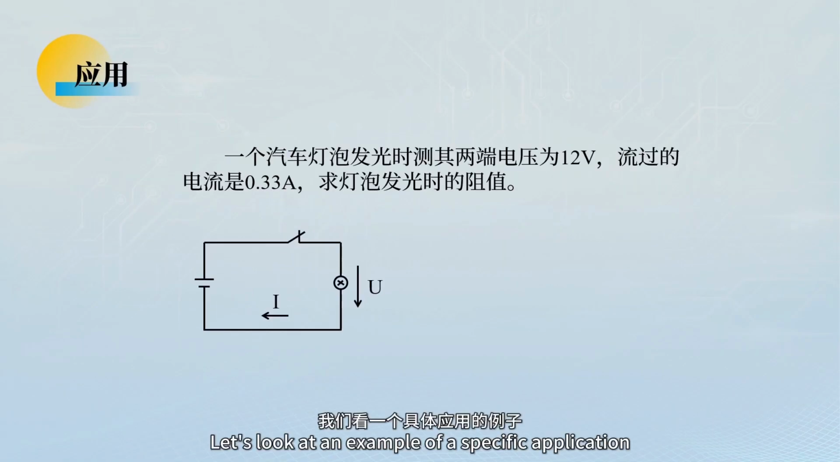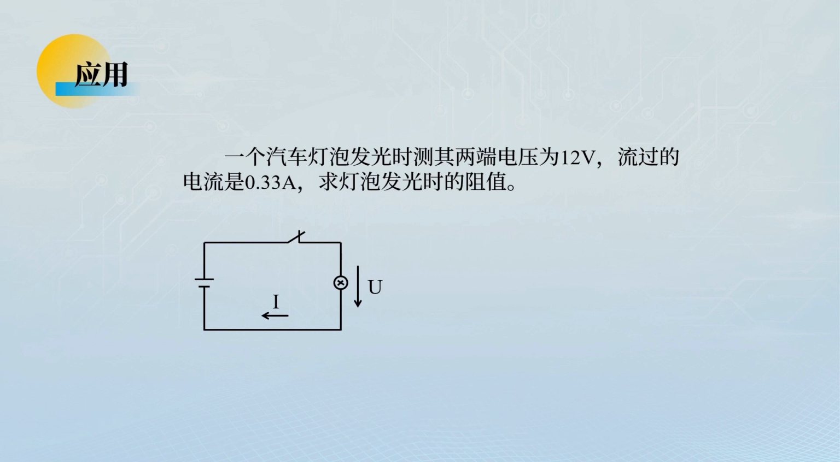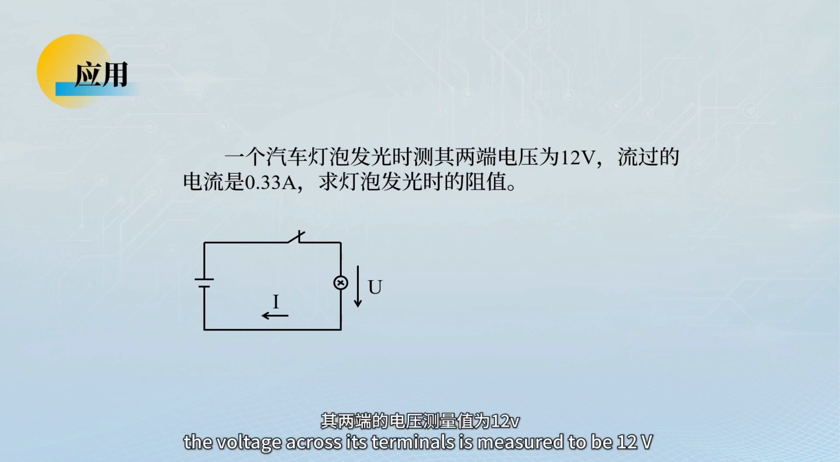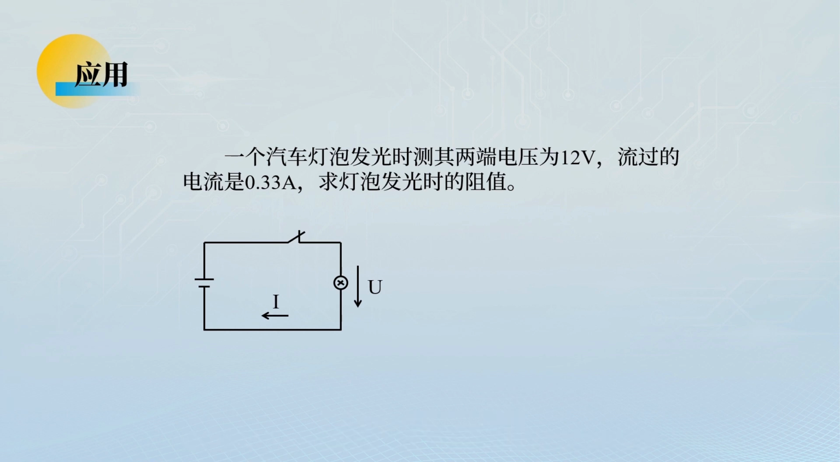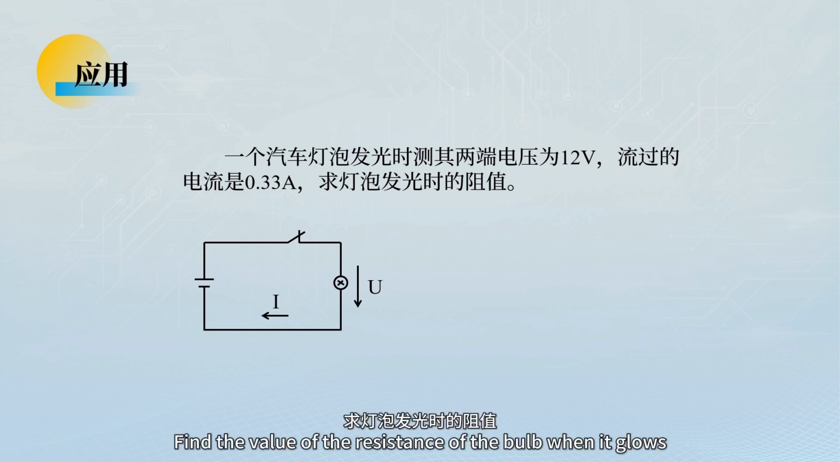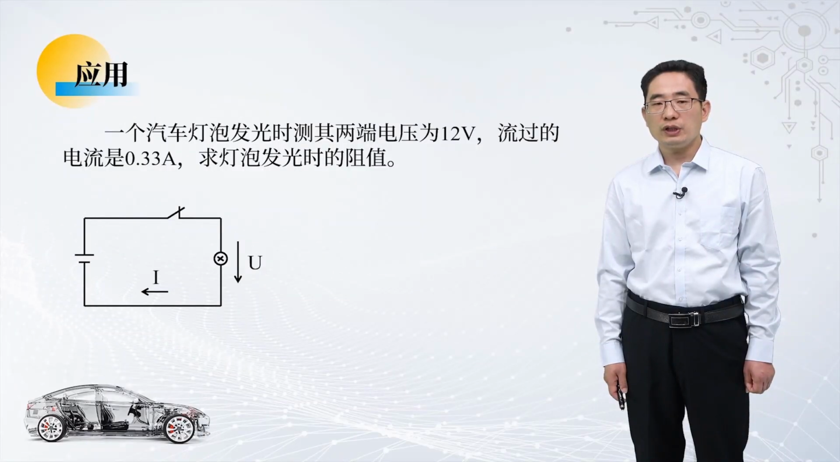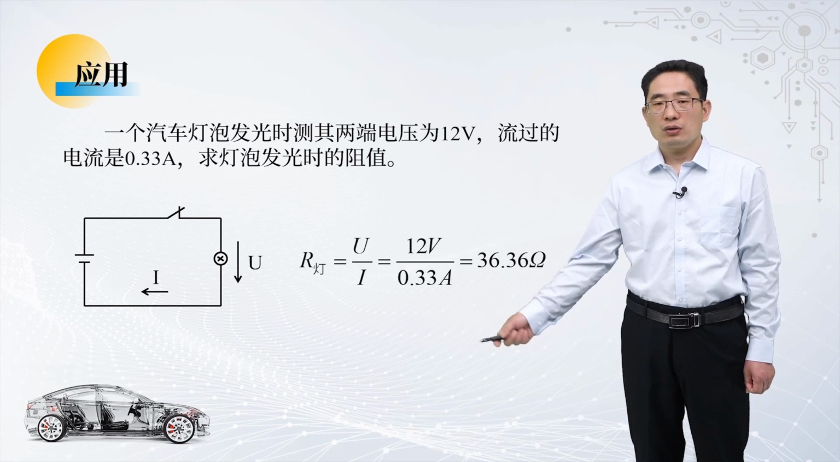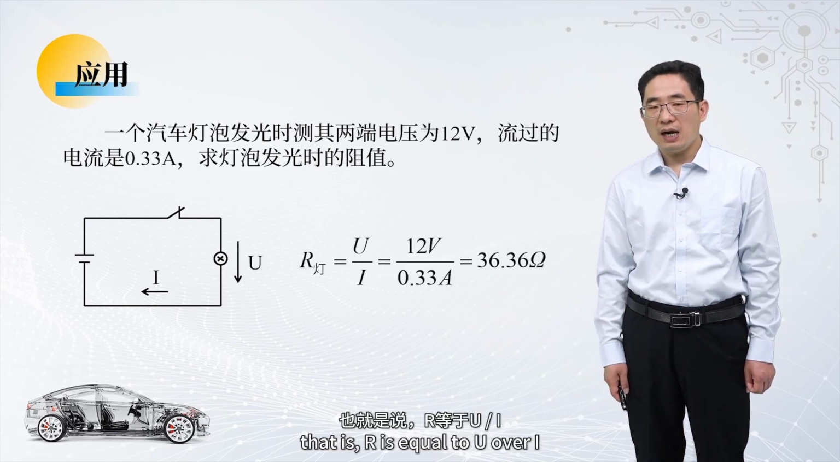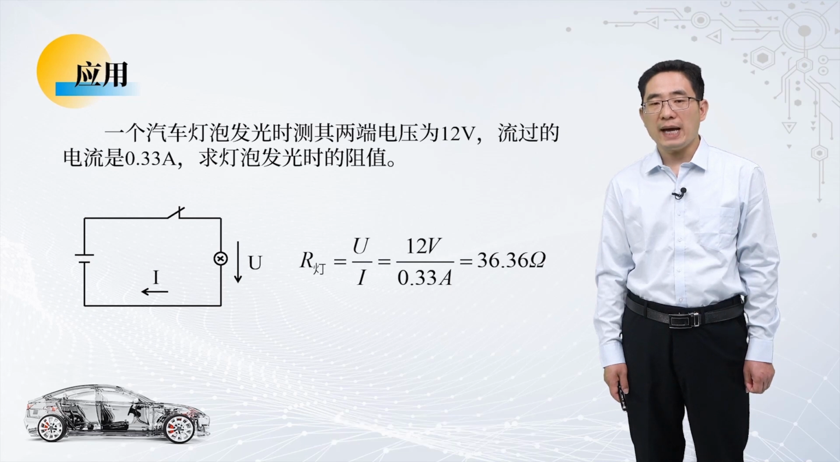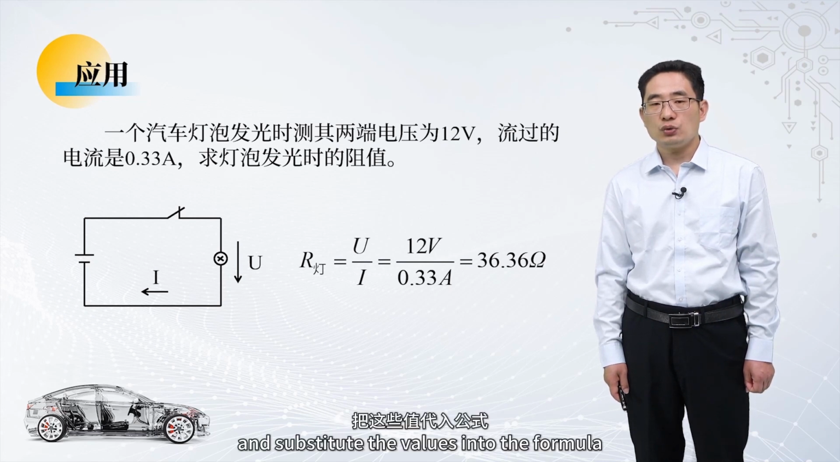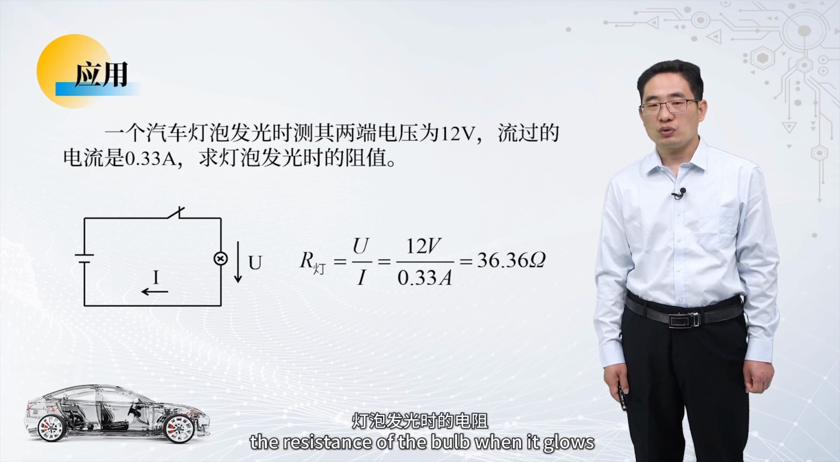Let's look at an example of a specific application. When a car bulb glows, the voltage across its terminals is measured to be 12 volts, and the current is 0.33 amperes. Find the value of the resistance of the bulb when it glows. According to Ohm's law, I is equal to U over R. We rearrange the formula, that is, R is equal to U over I, and substitute the values into the formula. Then we can calculate the resistance of the bulb when it glows.